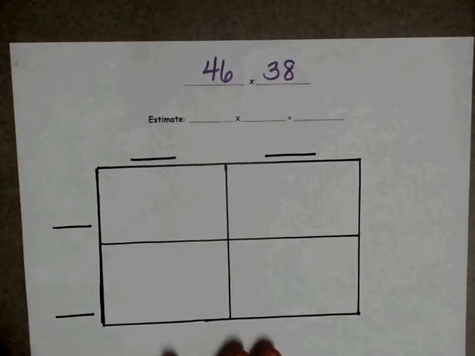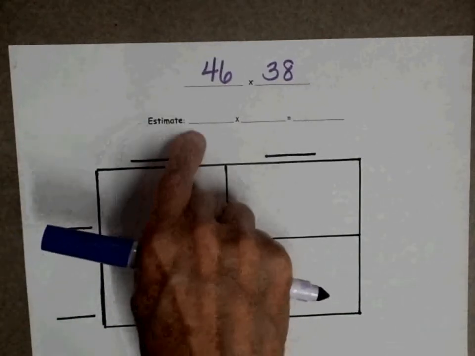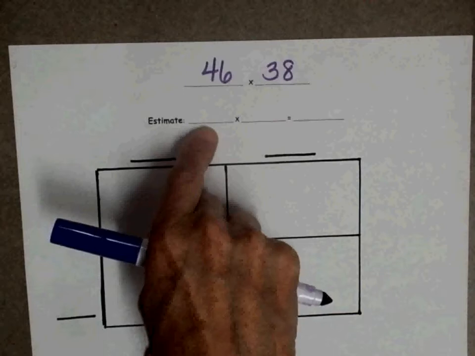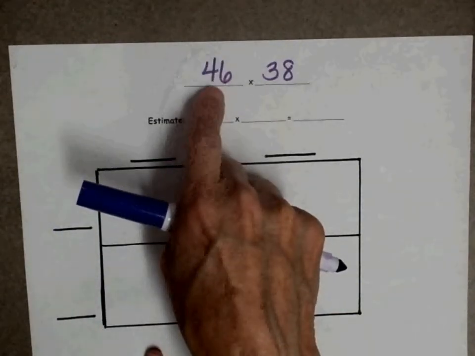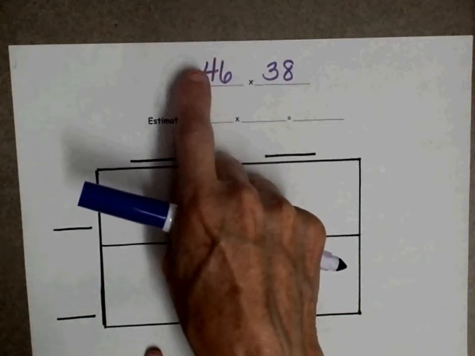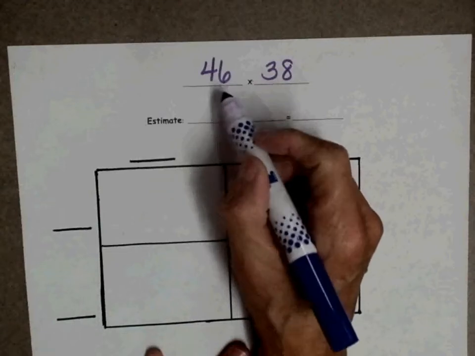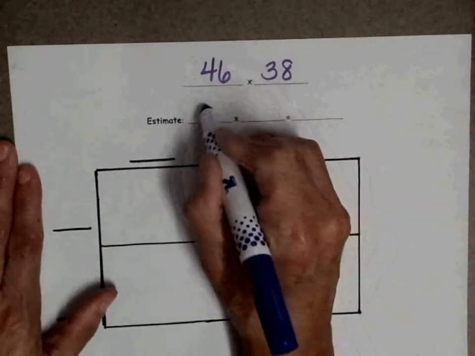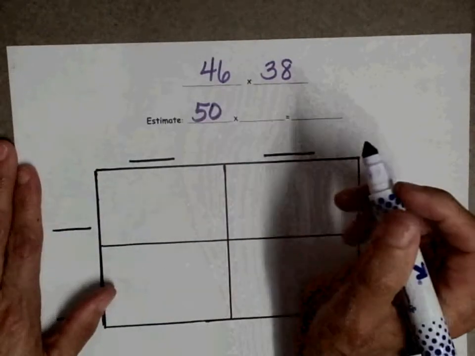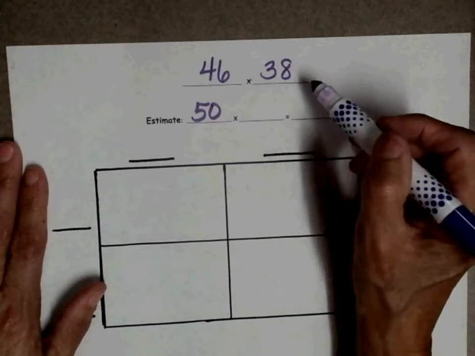First thing I want us to do is to estimate, to get an answer that we can figure out mentally in our head that will be close to approximately what this would actually be. So 46 is between 40 and 50. It's closer to 50, so we will round 46 to 50. 38 is between 30 and 40, so let's round it to 40.